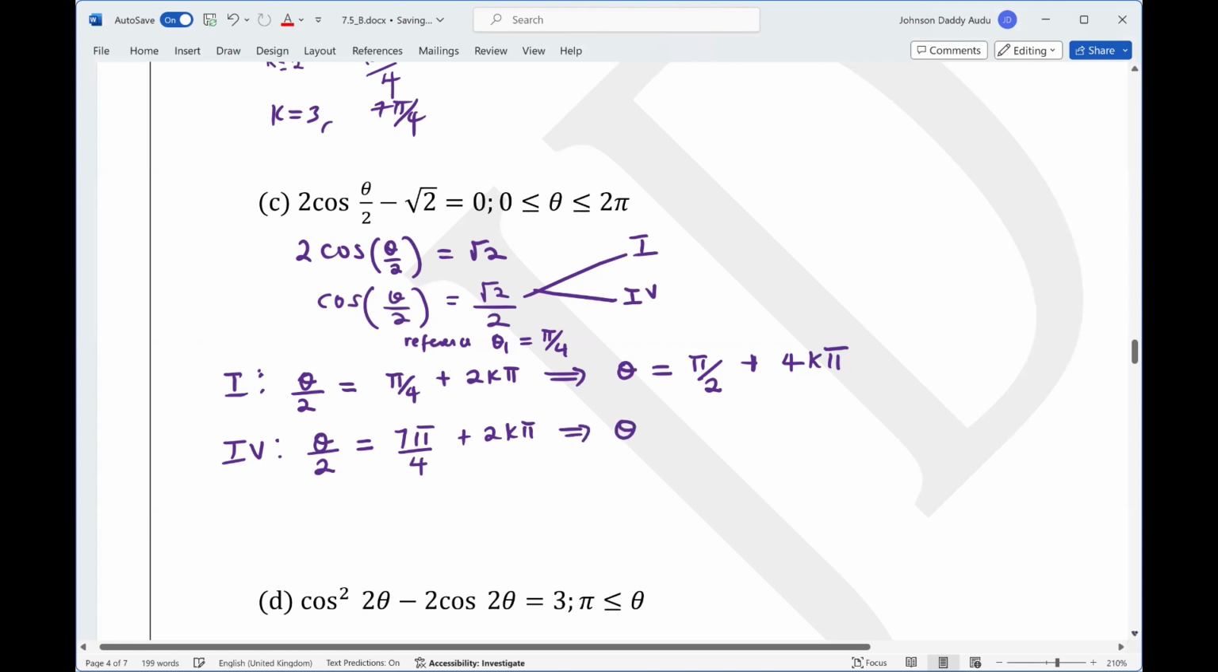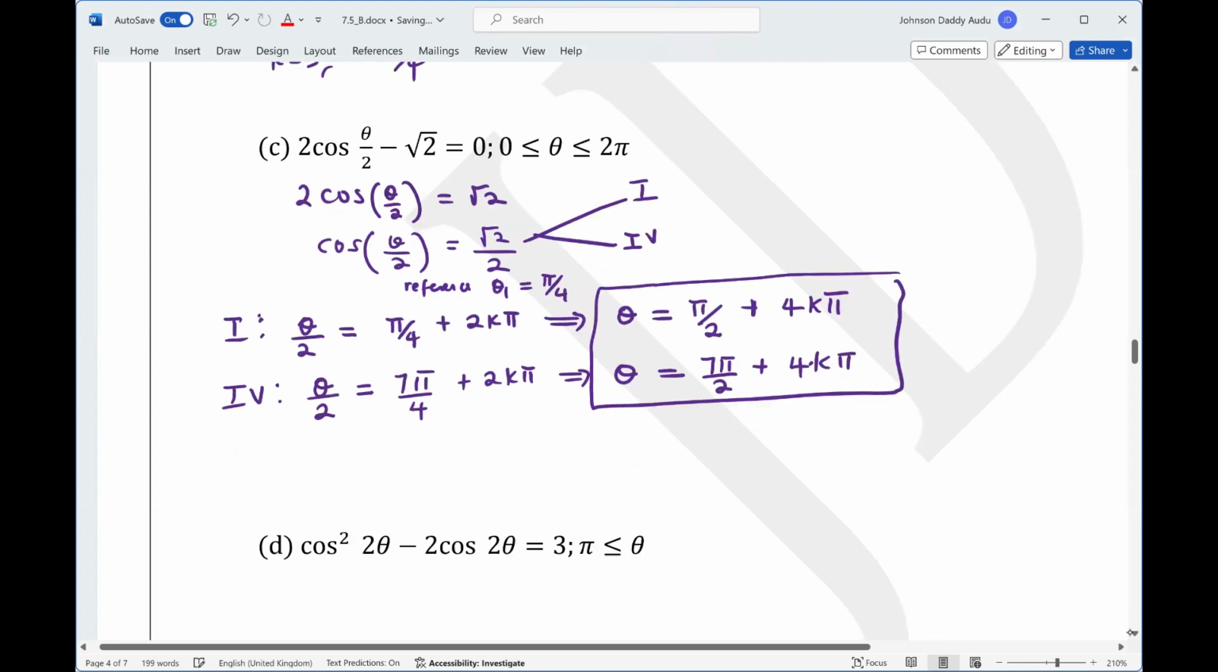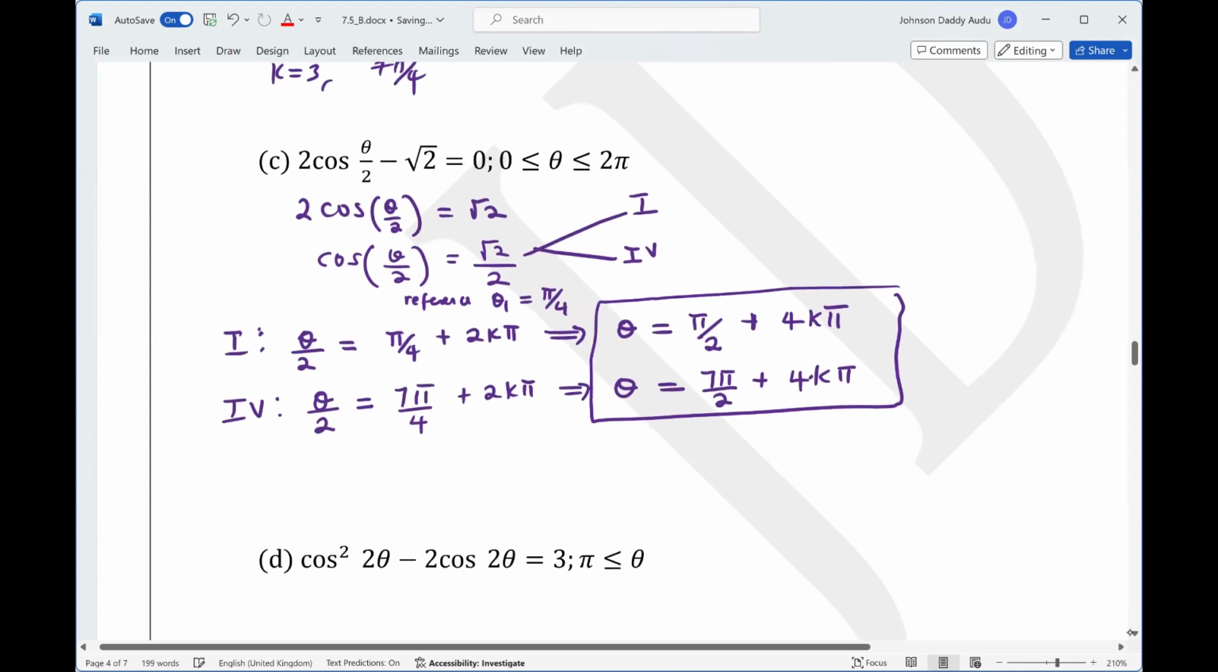So this means that theta is, now we multiply both sides by 2. To get theta, we multiply both sides by 2. This will be 7 pi over 2 plus 4k pi. But now we need only the thetas from 0 to 2 pi. If k is 0, we'll have pi over 2 and 7 pi over 2. I think these are the only possible solutions. So we will have pi over 2 and 7 pi over 2.